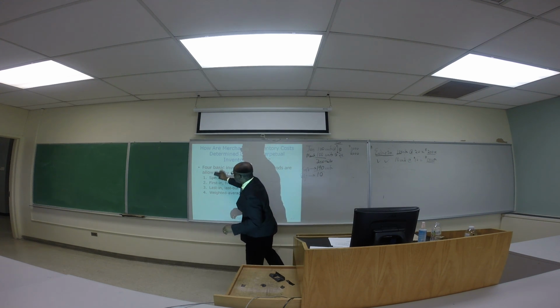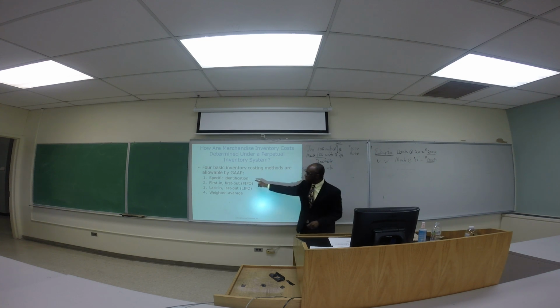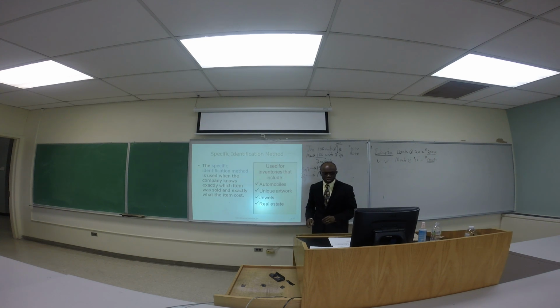We have more than 4, but at least 4 basic methods in determining the ending inventory and the cost of goods sold. So let's take a look at the methods: specific identification, first in, first out, last in, first out, and weighted average. Now, what does that mean? Let's take a look at the first one, which is the specific identification method.